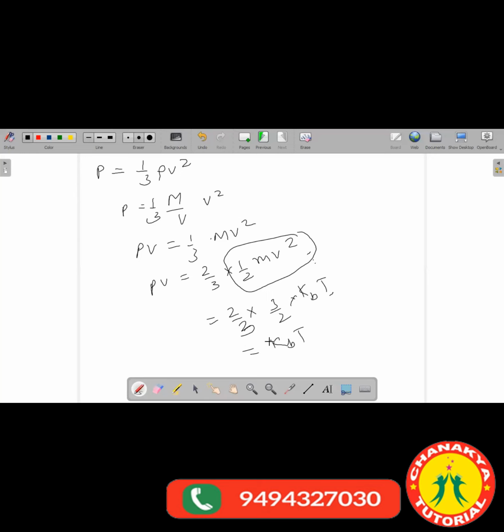And this kBT, now you had asked me, sir, what is the Boltzmann constant? If you compare this equation and the ideal gas equation PV equals nRT, and here you have PV equal to kBT, obviously the value of kB is equal to n multiplied by R. The number of moles multiplied by R, that is your kB.